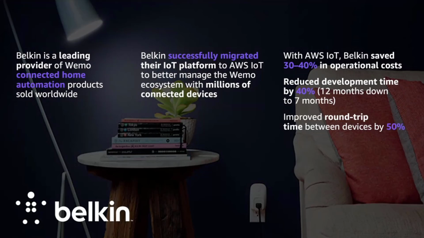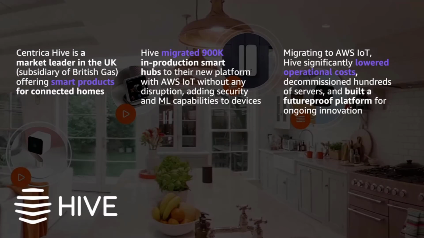Here are some other examples of customers that have moved to AWS IoT. Belkin migrated in order to better manage their Wemo ecosystem with millions and millions of connected devices. With AWS, Belkin saved between 30 to 40% in operational costs and reduced their development time by about 40%. Centrica Hive migrated about 900,000 in-production smart hubs to their new platform with AWS IoT without any disruption, adding security and ML capabilities to those devices.